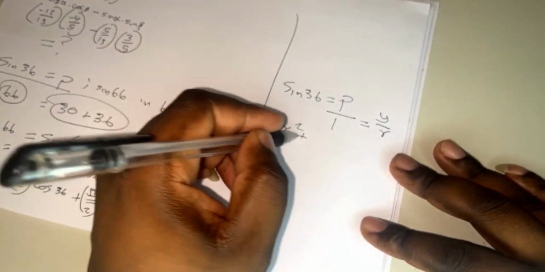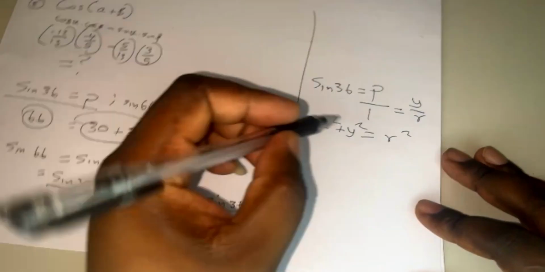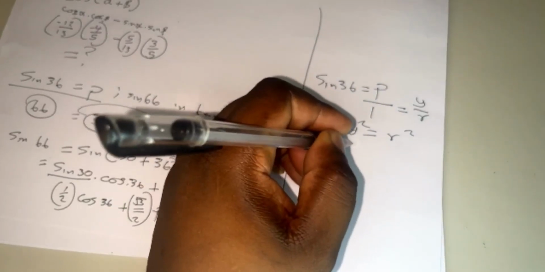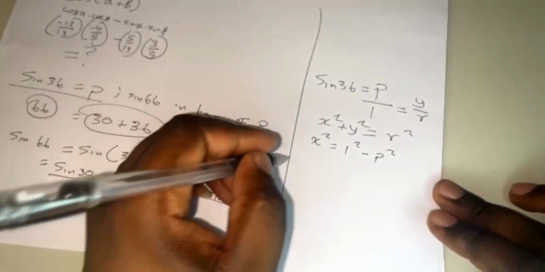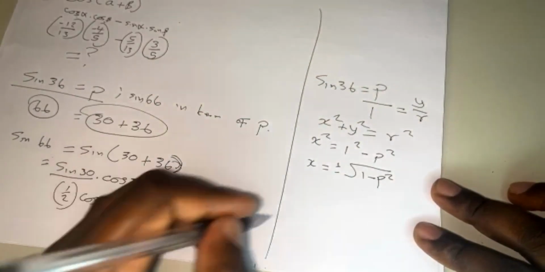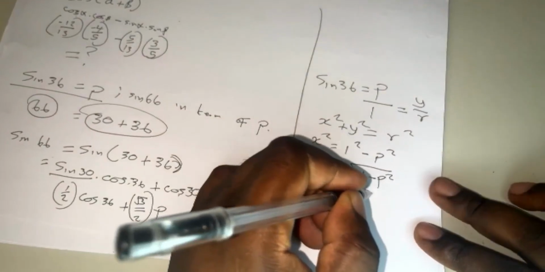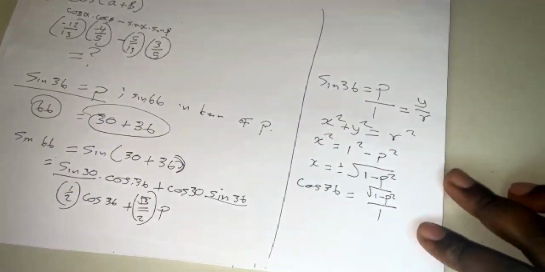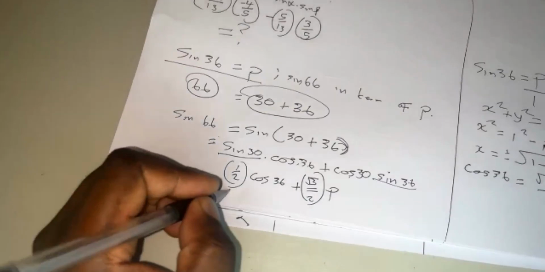Then we will look for x. If we look for x, we are going to say that the value of x will have x squared equal to r, which is 1 squared, minus y, which is p squared. So we square root both sides and we have plus or minus root of 1 minus p squared. So the value of cos 36 is equal to root of 1 minus p squared over 1.